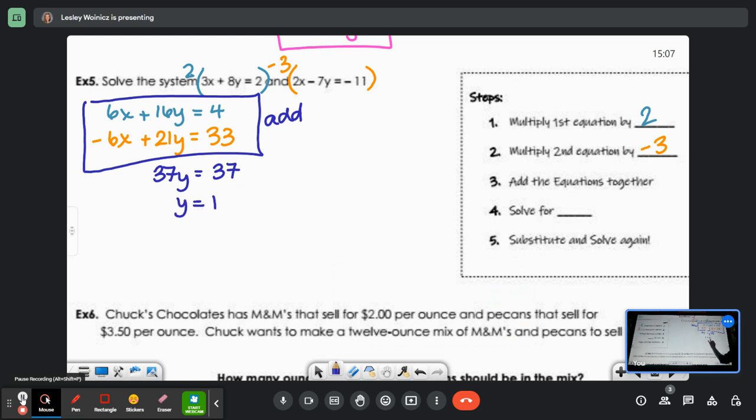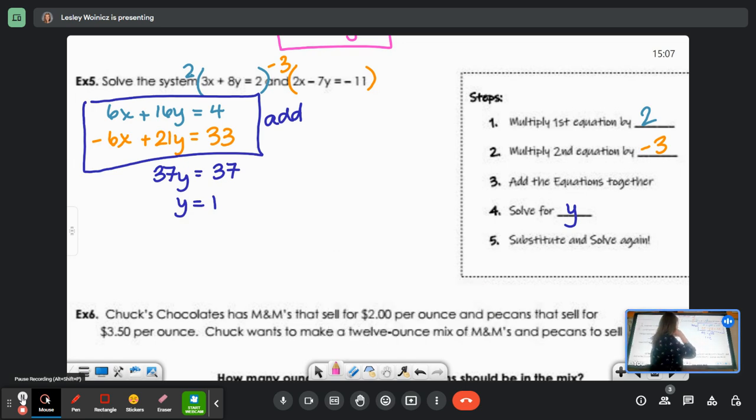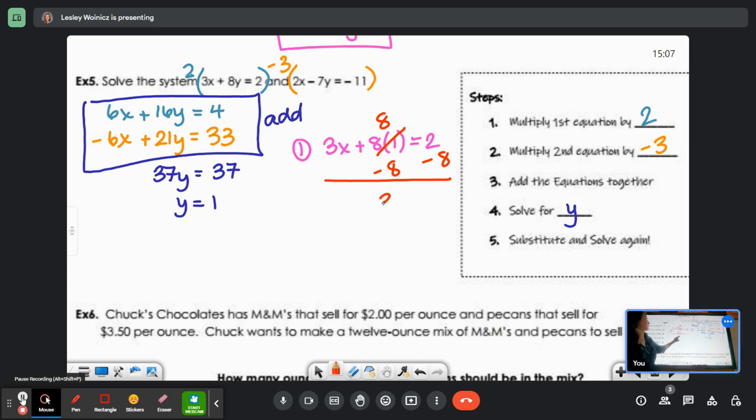Yeah, 1. Okay, we solved for y. Now we're going to substitute that in and solve for x. So I like the look of equation 1. What about you guys? Okay. 3 times x plus 8 times 1 equals 2. I know that 8 times 1 is 8. So I'm going to subtract 8 from both sides. And I get 3x equals negative 6. So my x is negative 2. Whoop, whoop.